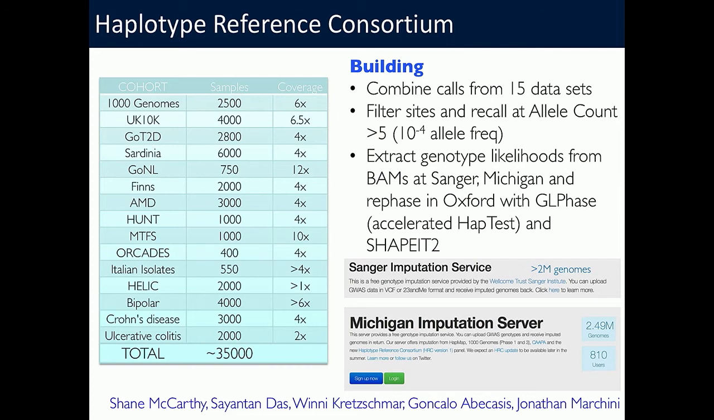So we can't then redistribute this because we've got data from all these different things under different consent structures and so on. They allow this to be pooled. There's no phenotype data, it's just genetic data. But what we can do is make servers available. And I think this is an interesting trend. So there's an imputation service at Sanger and at Michigan. There's also a phasing service, which is sort of at Oxford.